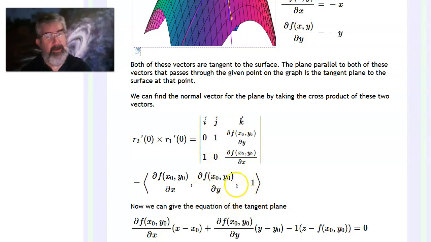So the normal vector for the tangent plane has components partial with respect to x, partial with respect to y, negative 1. And you don't have to do this cross product every time because you know the result's always going to be the same. That at the point x0, y0, the normal for your tangent plane is going to be components of partial with respect to x, partial with respect to y, minus 1. And those partials are evaluated at the point you're interested in.